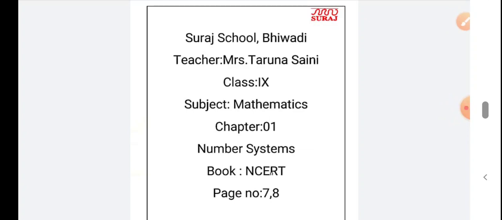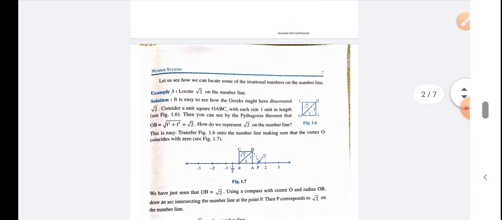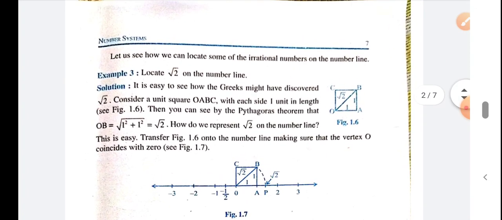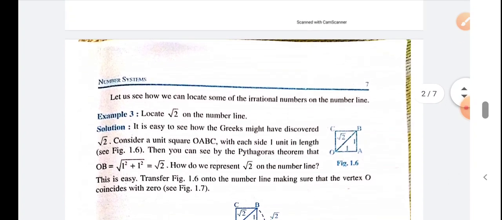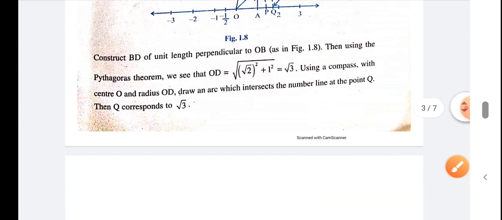Today, I, Taruna Saini, will continue the same chapter, that is chapter 1, number systems. Today we are going to discuss page number 7 and 8. Our topic is presentation of real numbers on the number line. We will present irrational numbers today, and in this we will use the Pythagoras theorem.